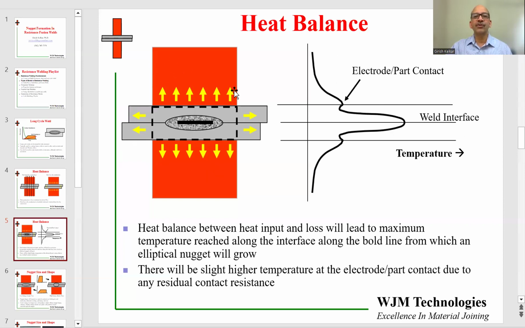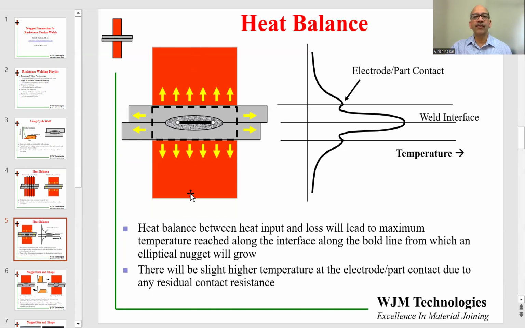Here I have overlaid the two schematics which I had shown on the previous slide. This is with the dashed line. This volume is where the heating takes place due to current flow, because the steel is the resistive component in this setup. And I'm showing you with these yellow arrows the heat loss to the copper electrodes as well as to the parts themselves. The combination of the two results in a high temperature right at the interface along this line towards the center of the weld.